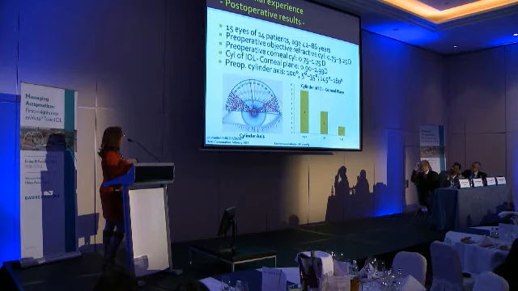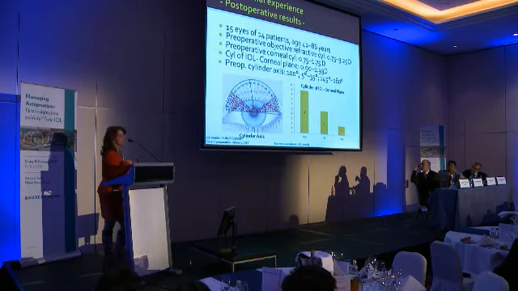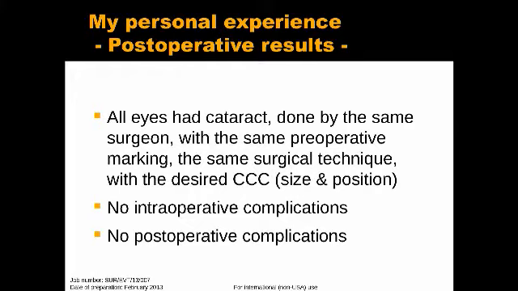In terms of axis, I have only one with-the-rule astigmatism, at 100 degrees, and all the others have been cases of against-the-rule astigmatism. I pointed this out because for me it's important when I recommend a toric IOL for a patient whether we are dealing with against-the-rule or with-the-rule astigmatism. All eyes had cataract surgery by the same surgeon with the same preoperative marking technique and the same surgical technique, with no intraoperative complications and no post-op complications.